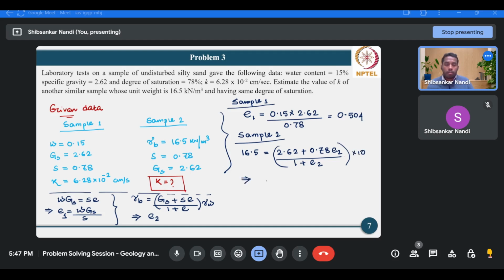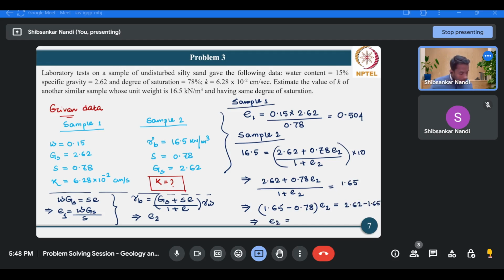Now if you simplify this equation, it would look like this. 1.65, so that means (1.65 minus 0.78) E2 equals 2.62 minus 1.65, or the E2 value you can calculate as 0.97 divided by 0.87, that means 1.11.